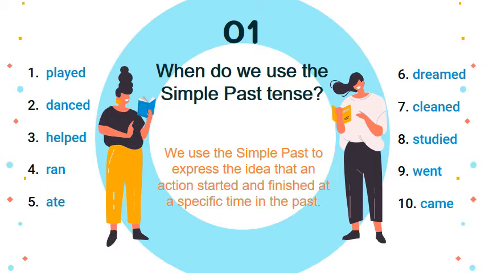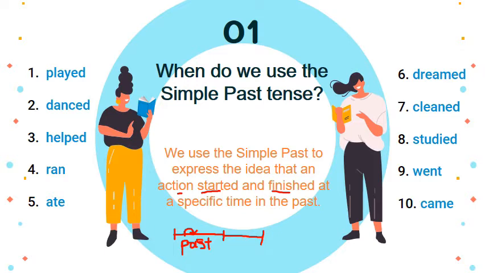We use the simple past to express the idea that an action started and finished at a specific time in the past. So let's say that this point happened in the past, and this point here is now or today. This action happened in the past. It happened here and it ended here. So it ended in the past, okay? Not today and not in the future. The action started and ended in the past.